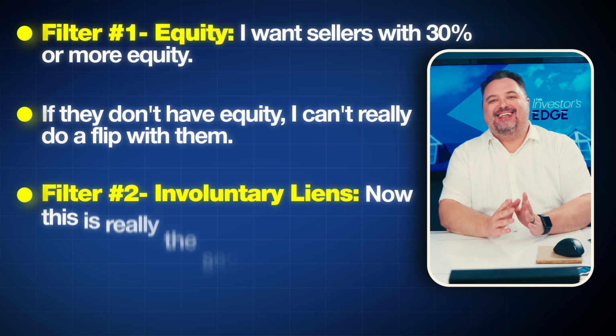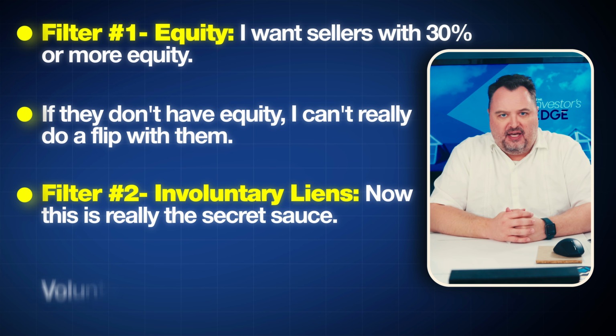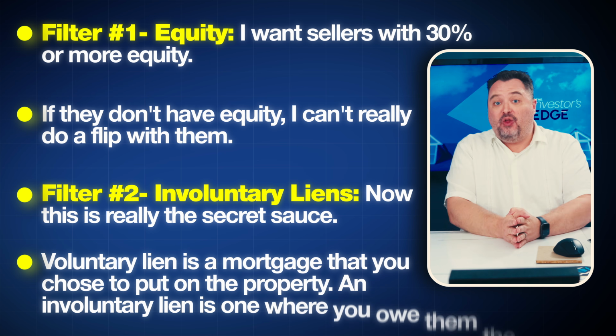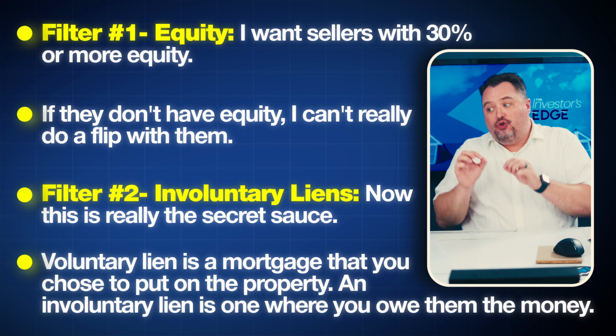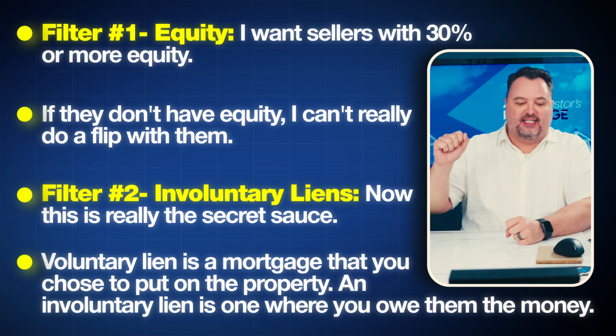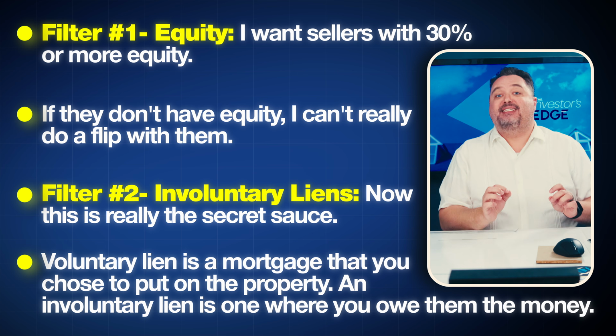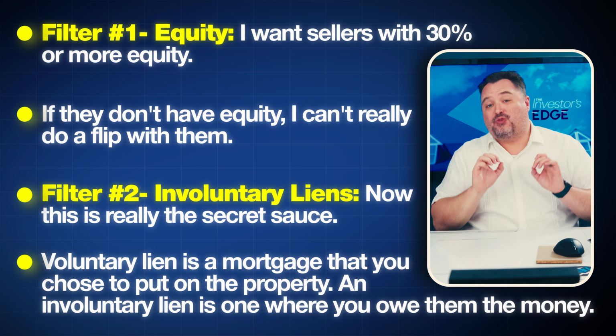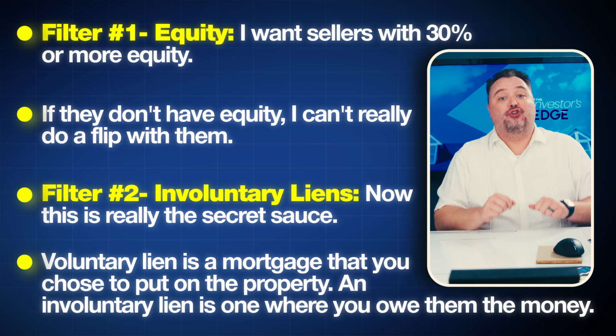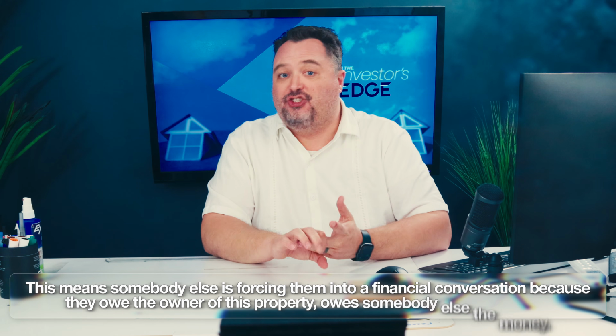The next thing we're going to look at is involuntary liens. Now, this is really the secret sauce. A voluntary lien is a mortgage that you chose to put on the property. You signed it and said, yes, lien my property. An involuntary lien is one where you didn't say, put it on my property. It's where they put it on your property because you owed them the money. This could be a tax lien, a mechanics lien, a judgment.